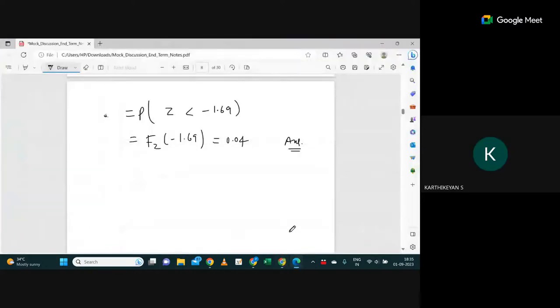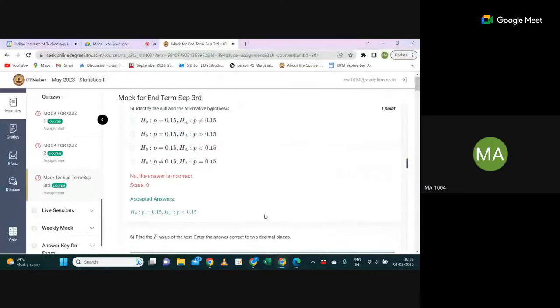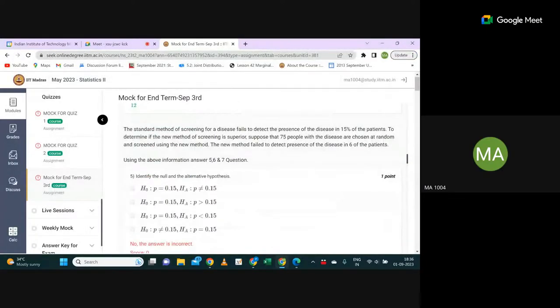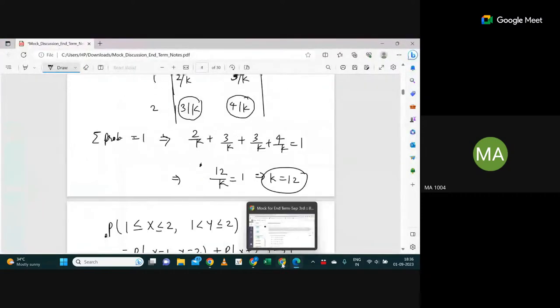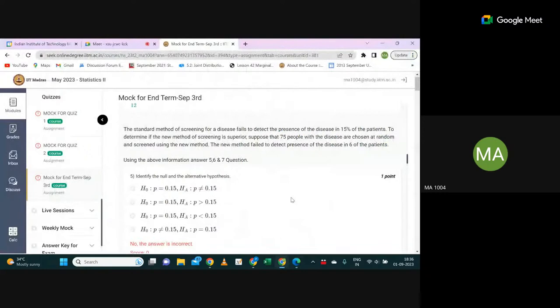Here we are taking samples, right? We are working on the samples, and regarding the population, we have the information. We have one piece of information about a population parameter. Suppose you are going to apply that method, and you are saying your method will fail to detect the presence of the disease in 15% of the patients. So you are making a hypothesis that the probability p, that proportion, will be 0.15. That's the information, and I'm going to check whether that's correct or not.